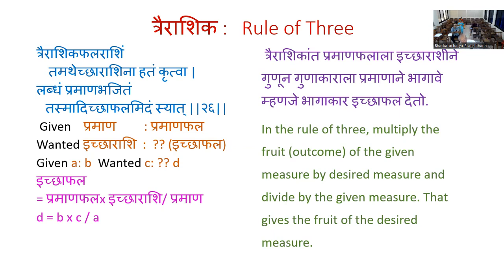Labdam, whatever you get, pramana bhajitam. Bhajitam means bhagakar, like that. Divide by pramana. And that gives you tasmat ichha phalam idam syat. So whatever ichha you have, whatever number you have in mind, the answer corresponding to that ichha rashi is ichha phala. That you will get by this process. That is pramana phala into ichha rashi divided by pramana. That is the formula of Trairashikam.